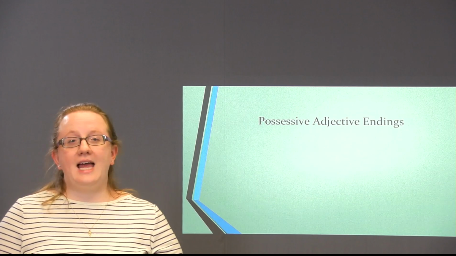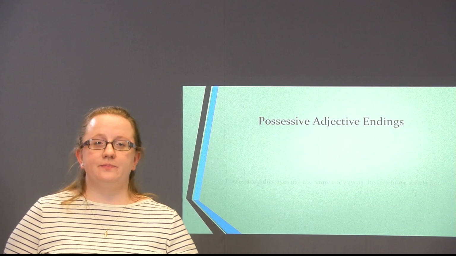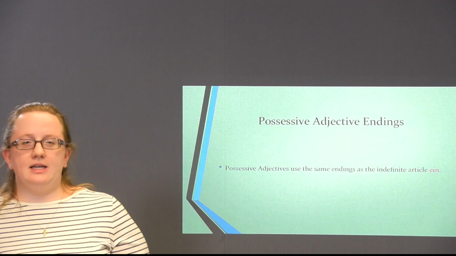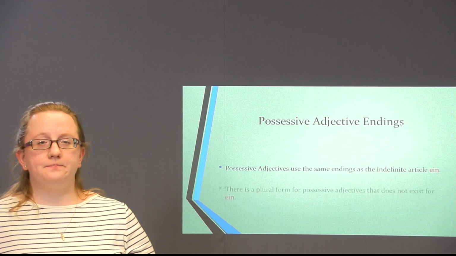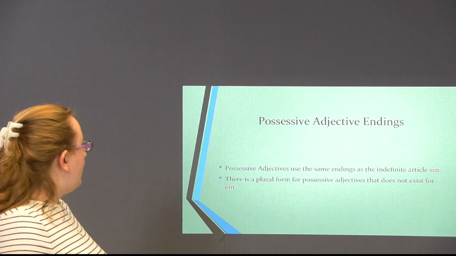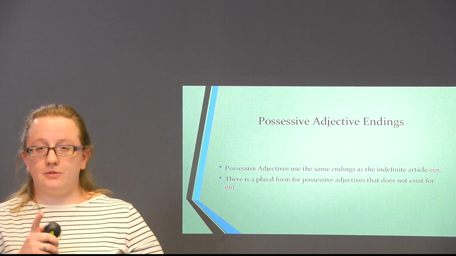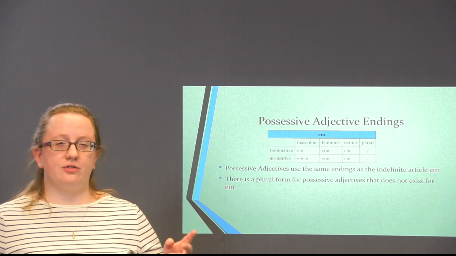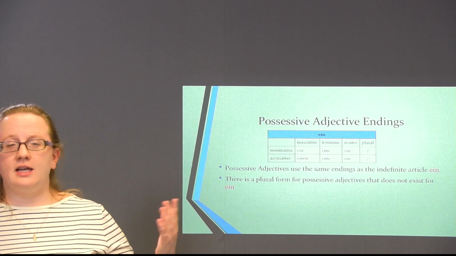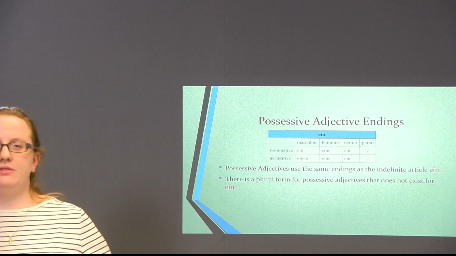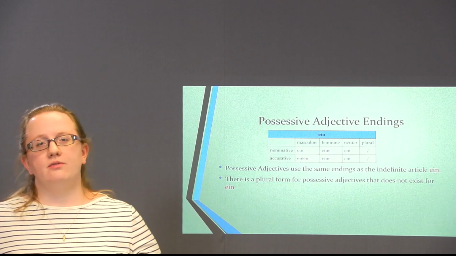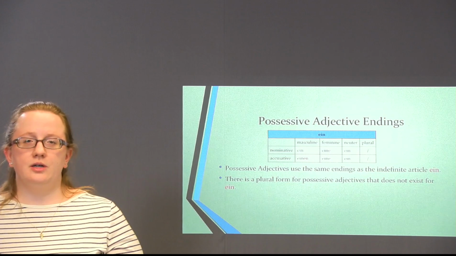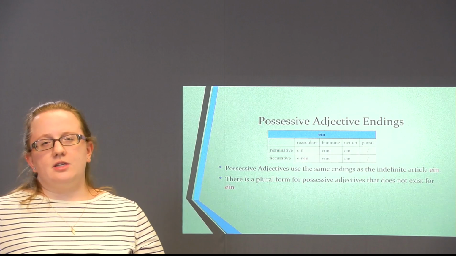So let's take a look at the endings and how they apply to these adjectives. The possessive adjectives take the same endings as the indefinite article ein. And there is a plural form, just like kein. So let's take a look at ein first. We have ein and einen for masculine in nominative and accusative, eine for both feminine nominative and accusative, and ein for both neuter nominative and accusative.